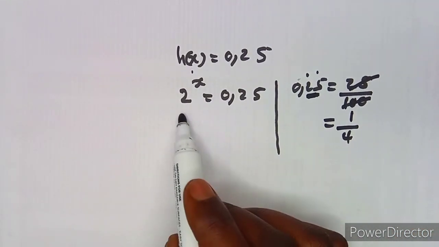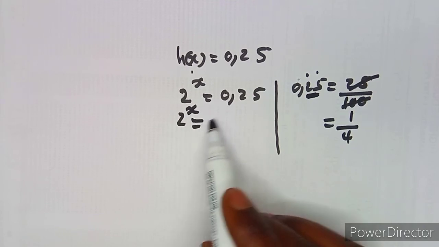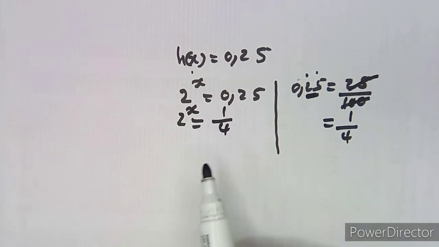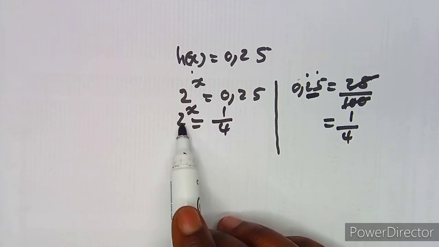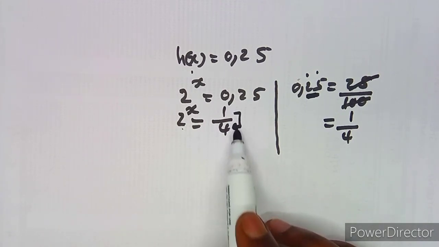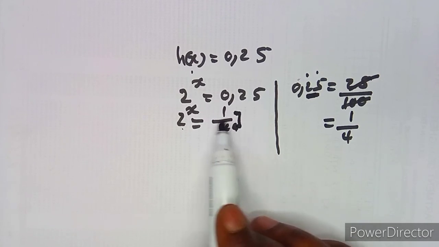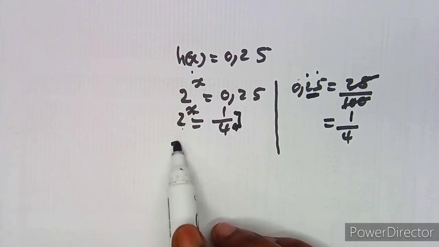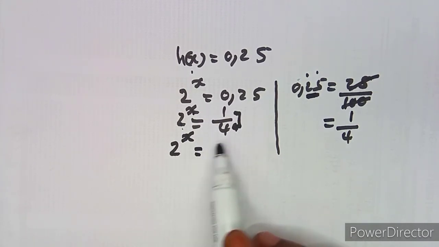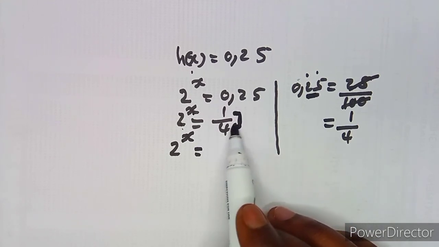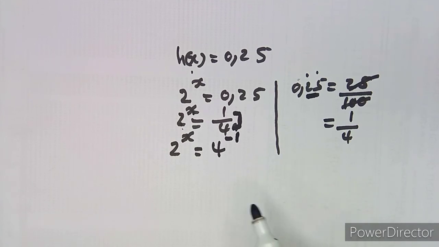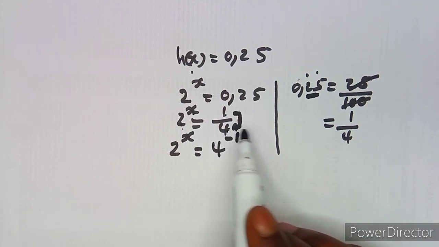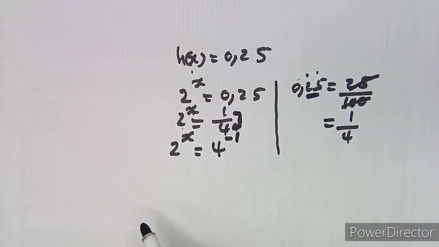Still, in this case, we have 2 to the exponent of x, which is now 1 over 4. But these two cannot yet be related because this is 2 to the exponent, and this is a fraction. So how can we rewrite this in terms of a number and an exponent like 2? Remember, from our laws of exponents, 1 over a number is that number to the exponent of negative 1. So 1 over 4 is 4 to the exponent of negative 1.